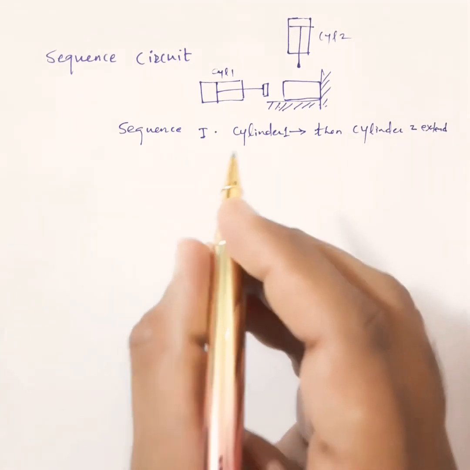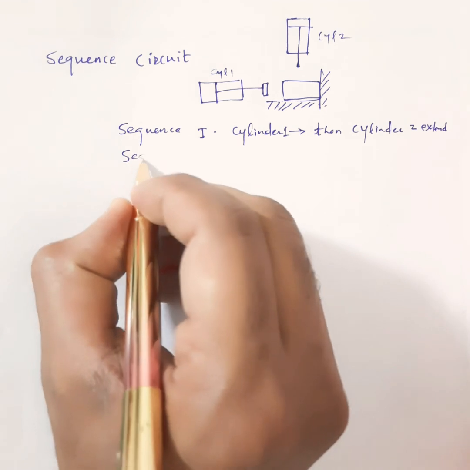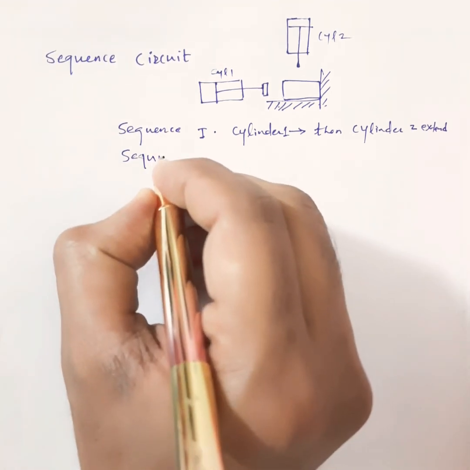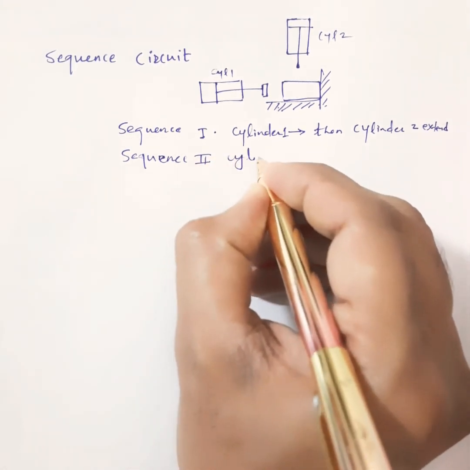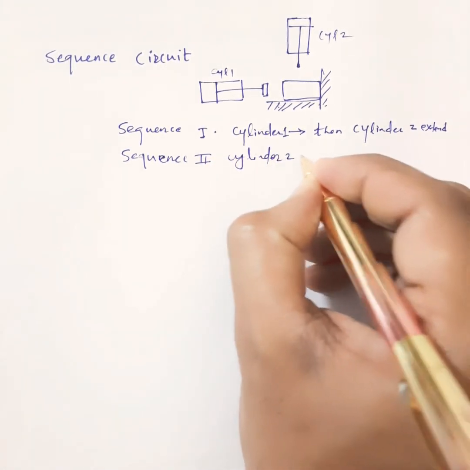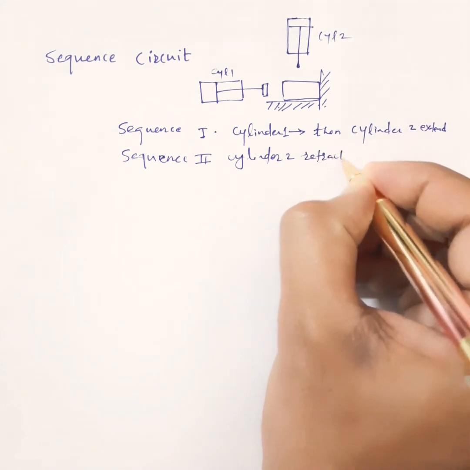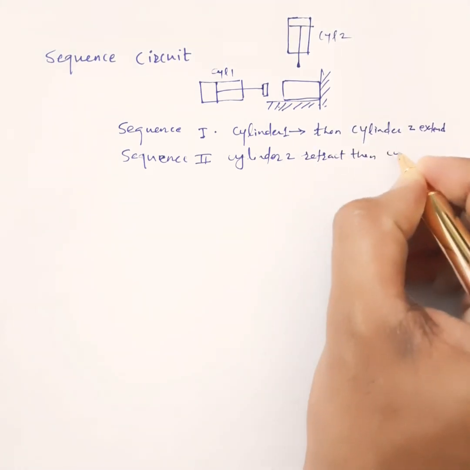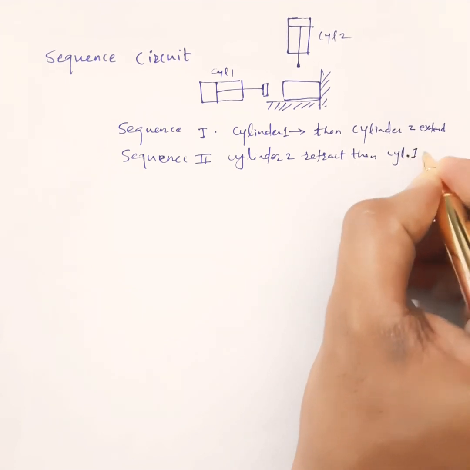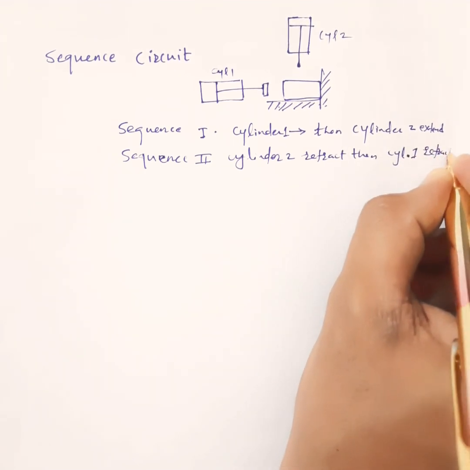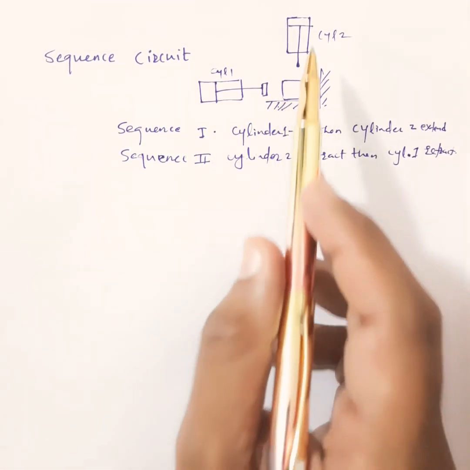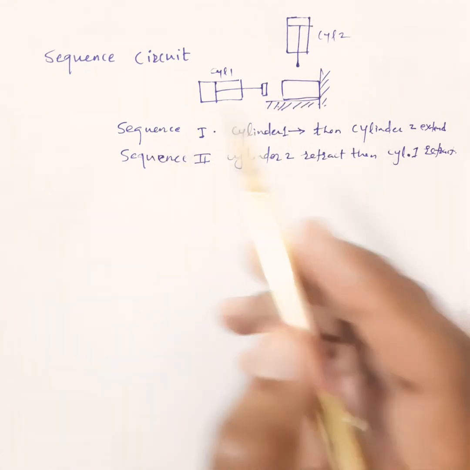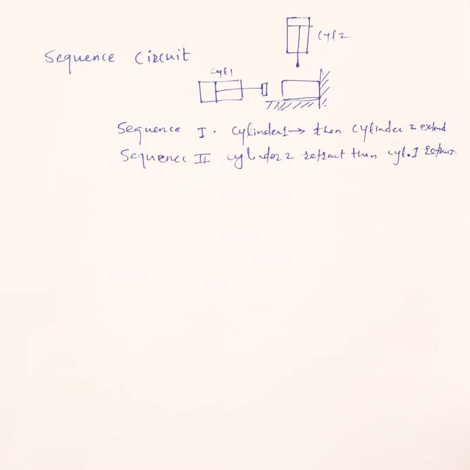And the second, reverse sequence is cylinder 2 retract, then cylinder 1 retract. In this way you have a sequence. So first cylinder 1 should extend, then cylinder 2 extend, then cylinder 2 retract, and then cylinder 1 retract. For this sequence we will design a circuit.